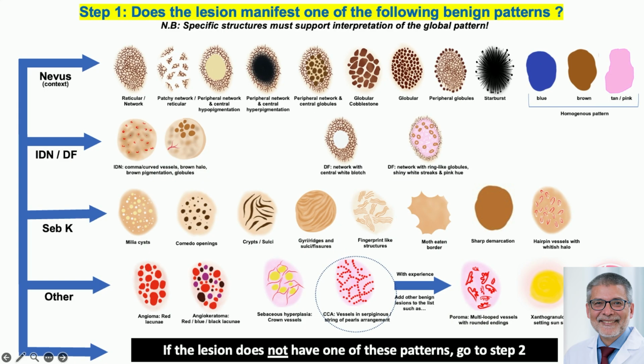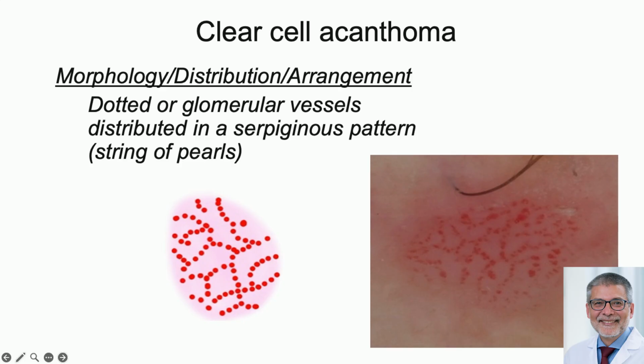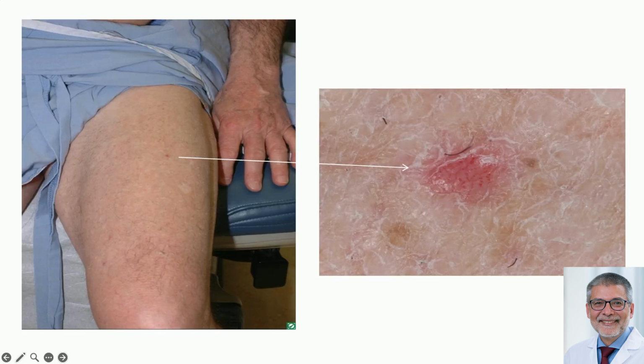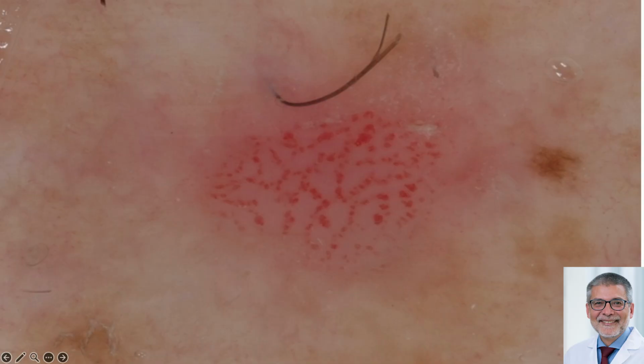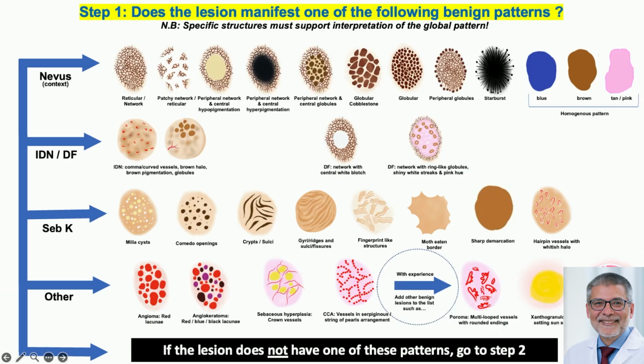Other benign lesions. An interesting one to know is clear cell acanthoma. A clear cell acanthoma is a benign lesion and has a very unique pattern where you see dotted vessels that are distributed in this sort of almost string of pearls-like distribution. It's a lesion that is pink, has a collarette of scale at the periphery, and on dermoscopy has this very unique pattern distribution of vessels. And so this is the clinical collarette of scale, pink lesion, and you see this very classic string of pearls-like distribution, clear cell acanthoma.